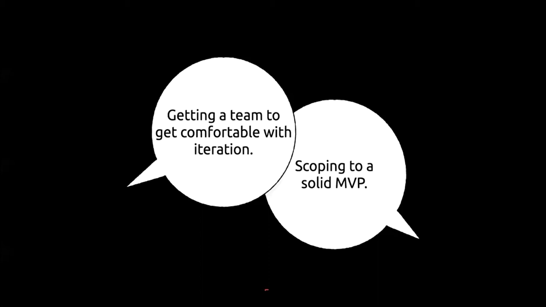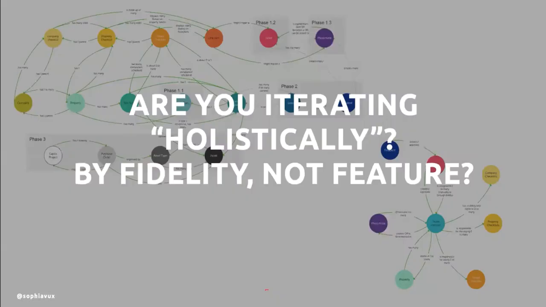When we're talking about iteration, I often see people wanting to iterate feature by feature instead of by fidelity. And figuring out, okay, what exactly is that MVP? What do we start with? How do we know what is high priority and what's not high priority? So what I would say is, are you iterating holistically by fidelity and not by feature?